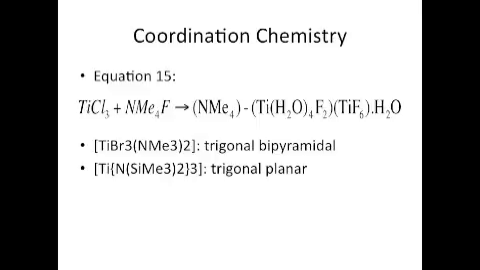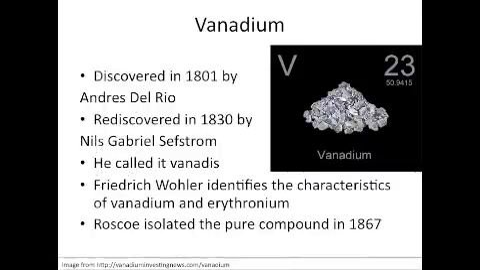Some complexes of titanium(III) show that its molecular geometry is non-octahedral. TiBr3(NMe3)2 has a trigonal bipyramidal geometry and Ti[N(SiMe3)2]3 is trigonal planar due to bulky ligands that make it difficult to occupy the space around the titanium(III). The next element to be discussed is vanadium.